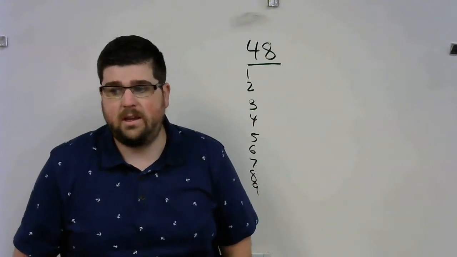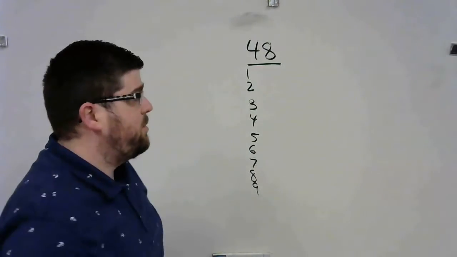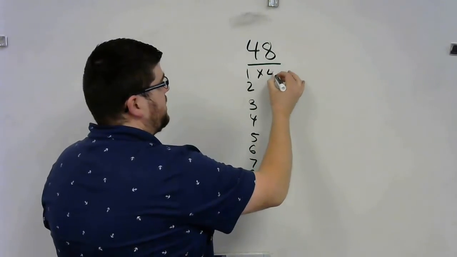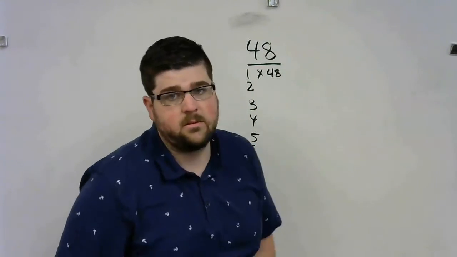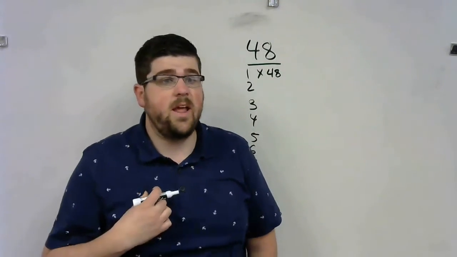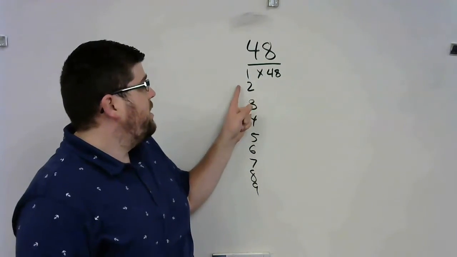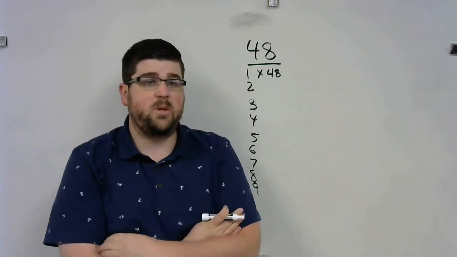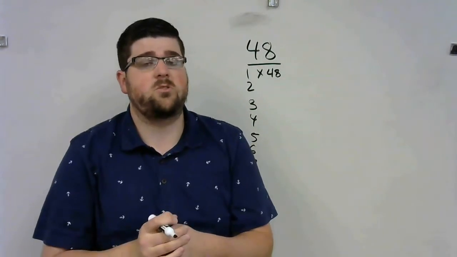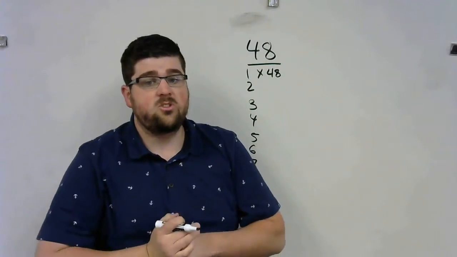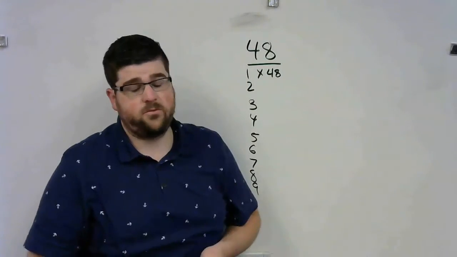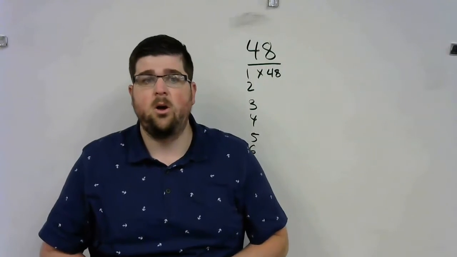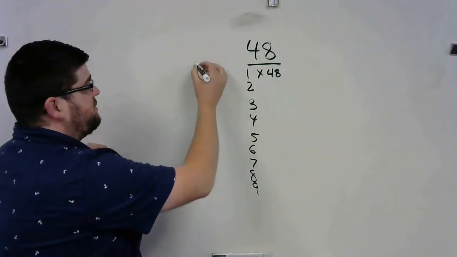Can 1 go into 48? Yes, that one's always going to be a given. So 1 times 48. Okay, the next one is 2. Now, 2 into 48 isn't a basic fact. It's not on our multiplication charts because the highest we go is 2 times 12, which is 24. So that means you either just have to know if 48 is divisible by 2 or not, or you're going to have to actually long divide it.